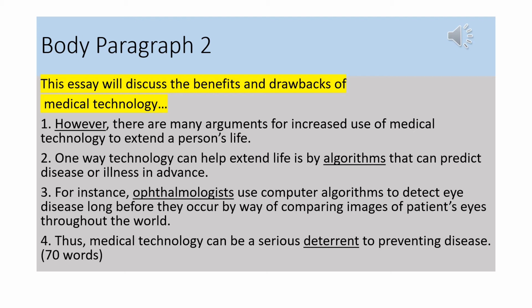They're going to expect however, comma. So you have to have that with your topic sentence. Again, your topic sentence is a topic and a controlling idea. Here it's in a plural form again. There are many arguments for increased use of medical technology to extend a person's life. Constantly reminding your reader of to extend a person's life is fine.